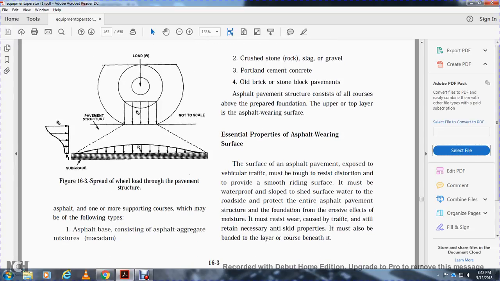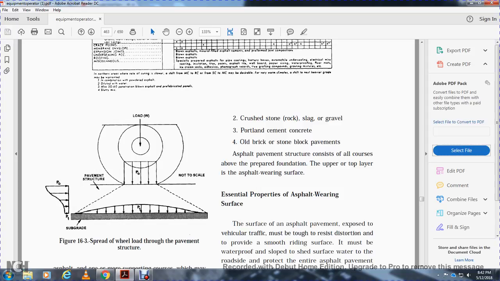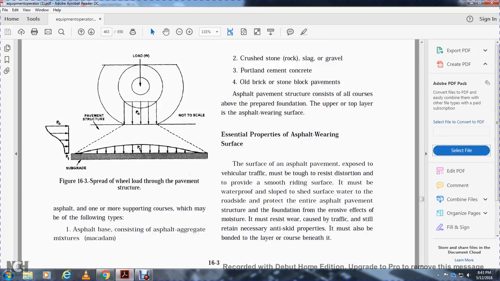Essential properties of asphalt wearing surfaces. One or more of the supporting characteristics of the asphalt medium consists of the asphalt aggregate mixtures, macadam, crushed stone, rock, slag, gravel, Portland cement concrete, old brick, stone pavement. Asphalt pavement construction is all courses above the prepared foundation, up to the top layer of the asphalt wearing surface. Essential properties of the asphalt wearing surface.